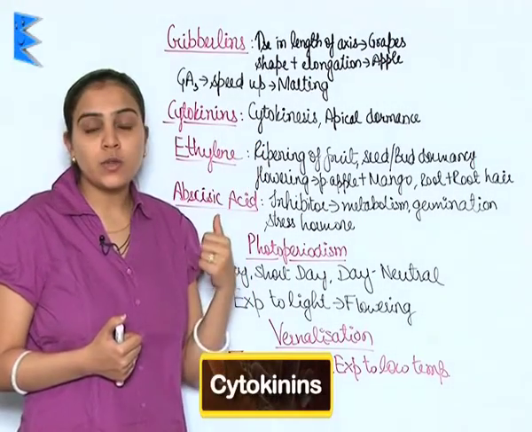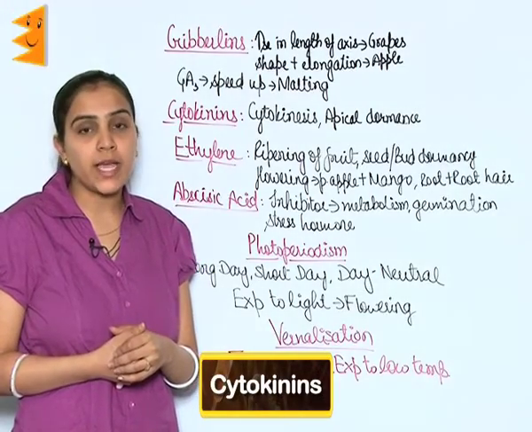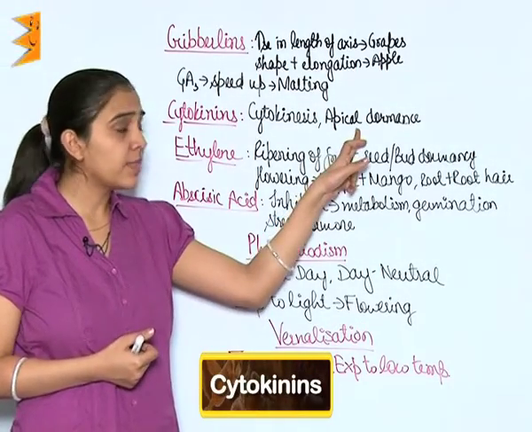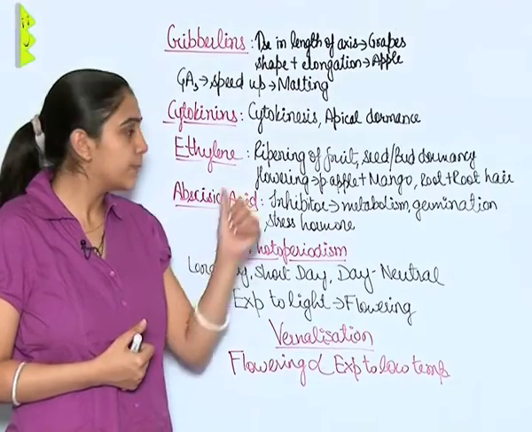in brewing industry for speeding up the process of malting. Cytokinins. Cytokinins are majorly influential on cytokinesis in plants. They are helpful in breaking apical dormancy.